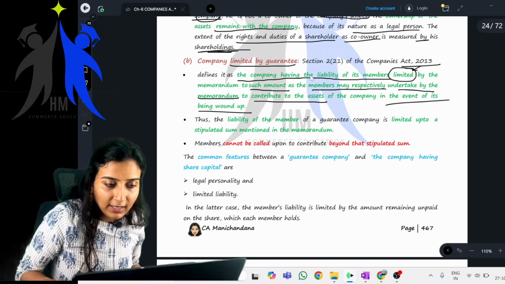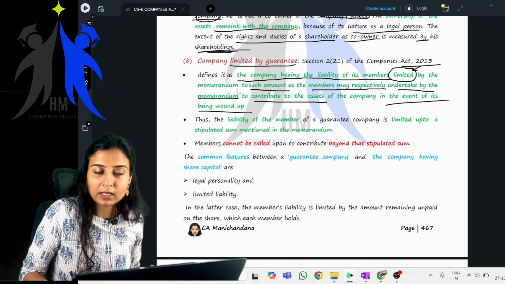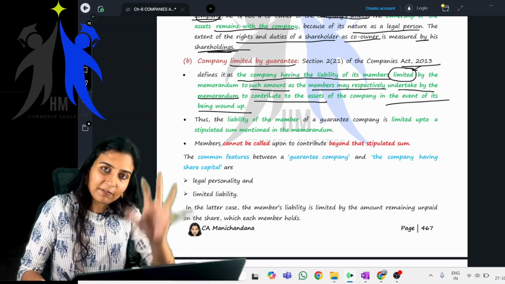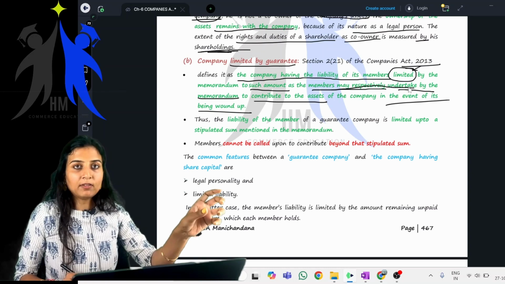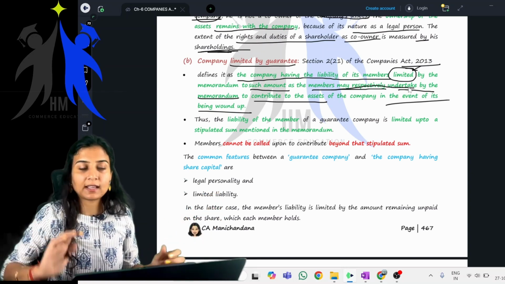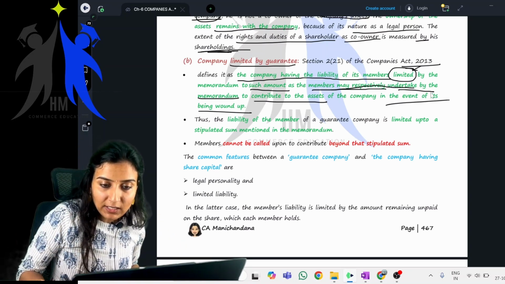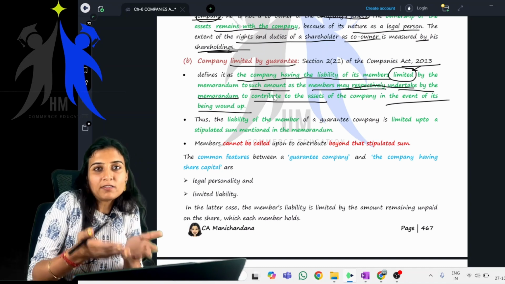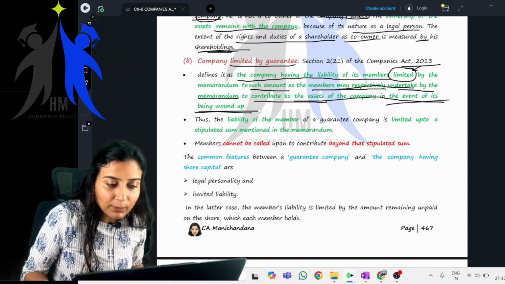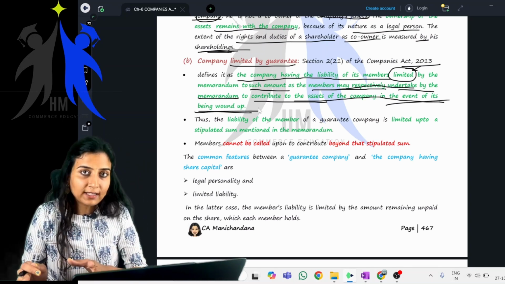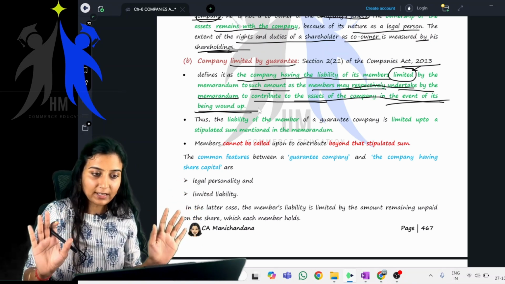Understanding? Now you read. It defines it as the company having liability of members limited, limited by the memorandum. Memorandum meaning memorandum of association. It is a company document in which everything is written. To such amount as the members may respectively undertake. There are so many members. Member A will say, I will contribute 10 lakhs. Member B will say, I'll contribute 50 lakhs. Member C will say, I don't have much money, I'll contribute only 1 lakh. Everyone respectively undertakes in that memorandum whatever they have undertaken to contribute to the assets of the company in the event of its being wound up. If the company closes or liquidates, or if it winds up, member A will contribute so much, member B will contribute so much. That's all. Understanding? Yes, ma'am.